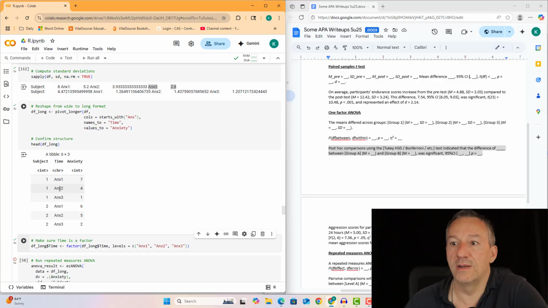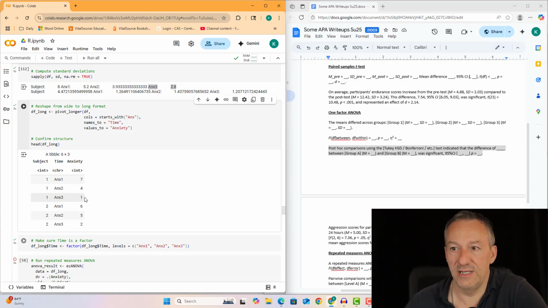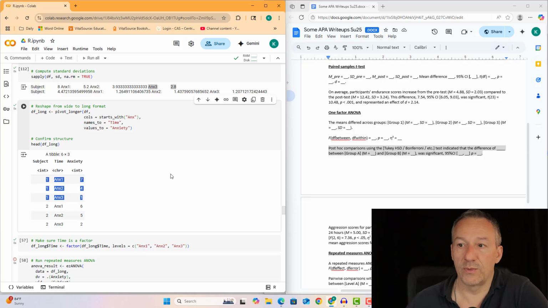Now we have anxiety 1, 2, and 3 for subject 1, 1, 1. Each person is going to have 3 rows now, instead of having those 3 different columns: anxiety 1, 2, and 3. So for participant 1, at the first one, it was at 7. At the second one, it was at 4. And then the third one, it was at 1.